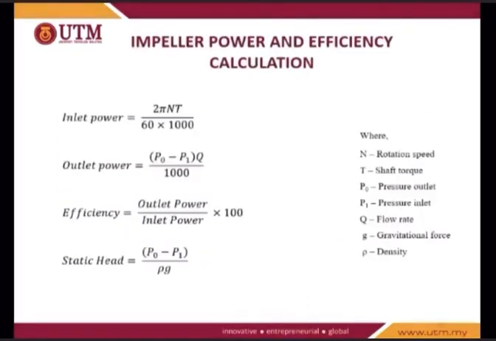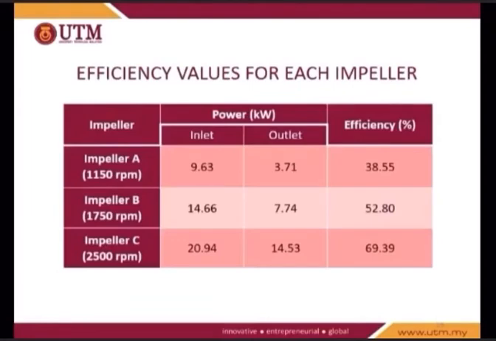So these are the formulas for impeller power and efficiency calculations, where we have inlet power, outlet power, efficiency, and static head. This table shows the power at the inlet and outlet of the impeller and the overall efficiency of the impellers. The efficiency of the impeller can be calculated based on both powers. It can be clearly seen here that impeller C has the highest efficiency with 69.39%.